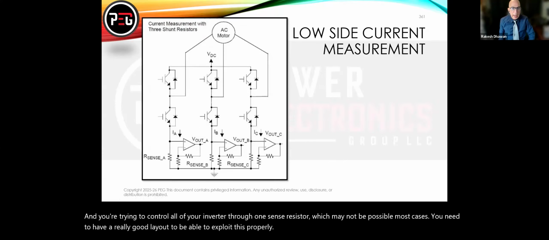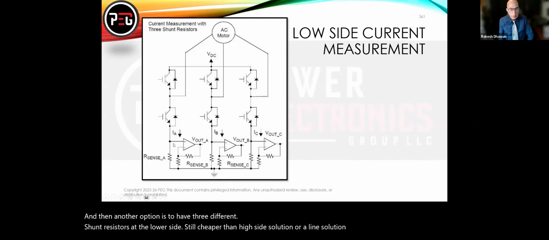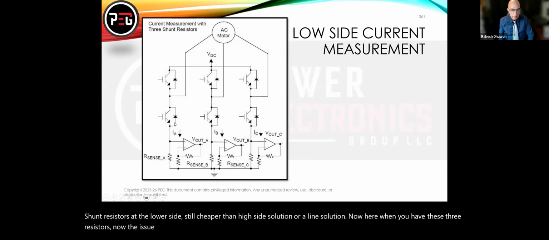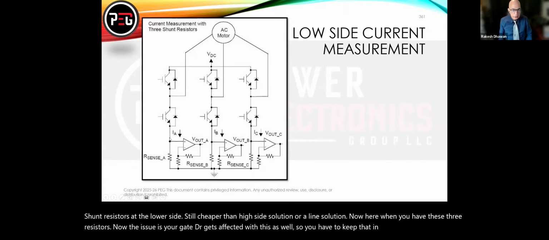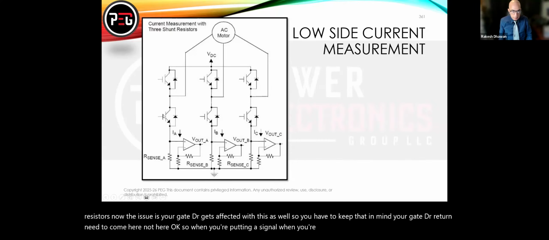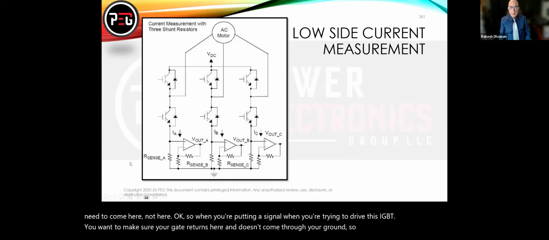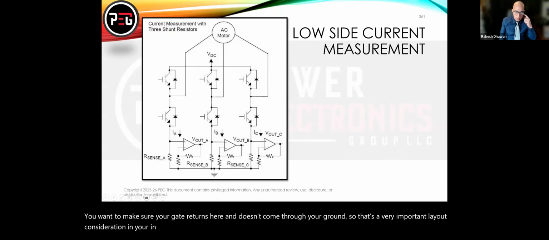Another option is to have 3 different shunt resistors at the lower side. Still cheaper than a high side solution or an inline solution. Now here, when you have these 3 resistors, the issue is your gate drive gets affected as well, so you have to keep that in mind. Your gate drive return needs to come here, not here. When you're trying to drive this IGBT, you want to make sure your gate returns here and doesn't come through your ground. So that's a very important layout consideration in your inverter design.